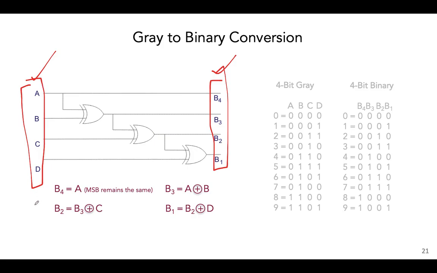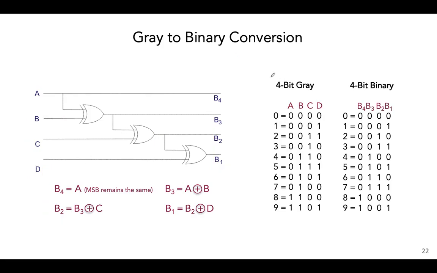This circuit will produce as output the binary equivalent of this input gray number. And the equations that you can see from this circuit itself are these. This is how each bit of the gray code is converted into the corresponding bit of the binary code. So if you have a 4-bit gray code, this will be the resultant 4-bit binary code. These are the 4 bits of the gray code, these are the corresponding bits of the binary code, and you can use these equations to perform this.